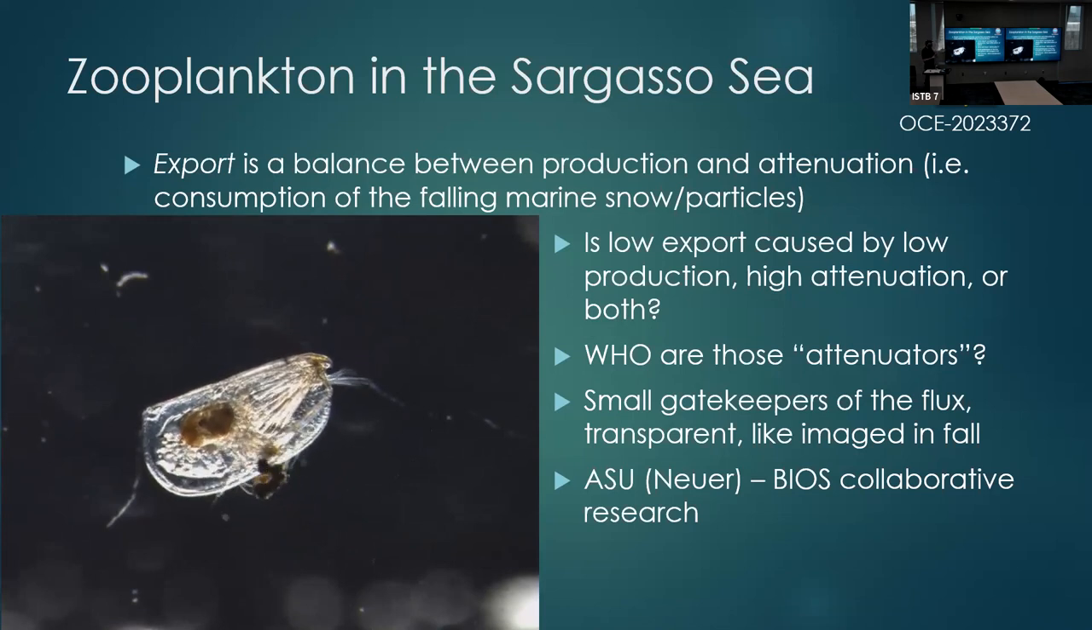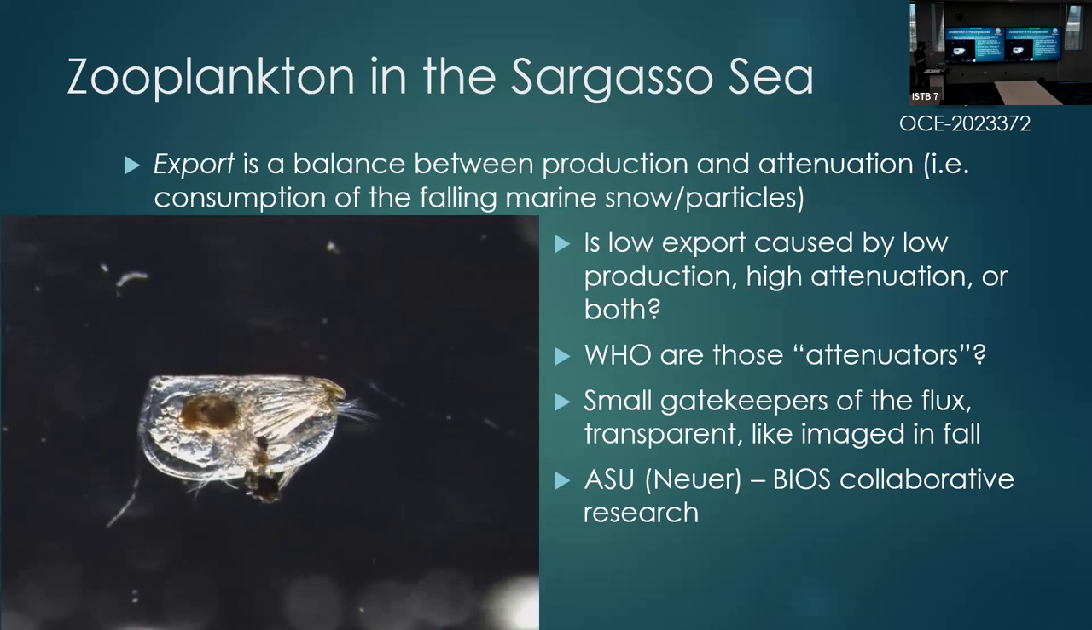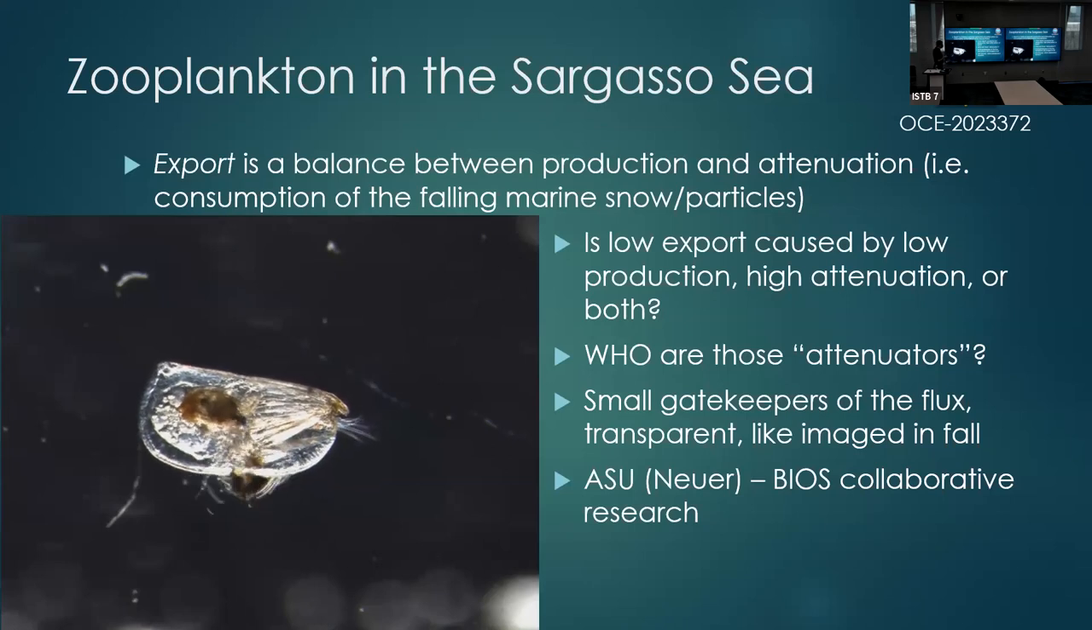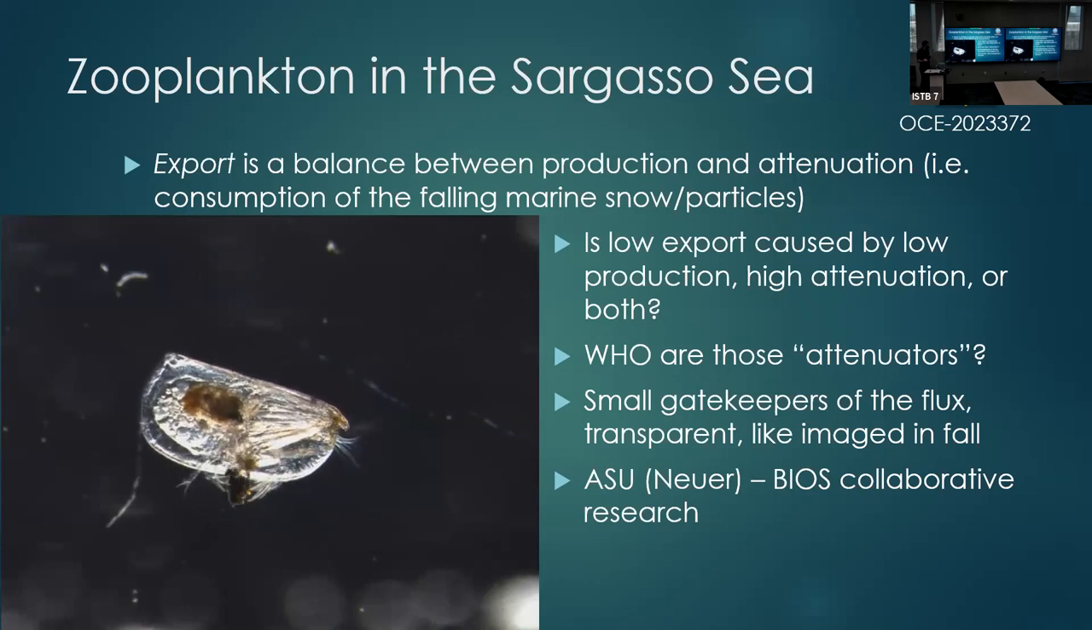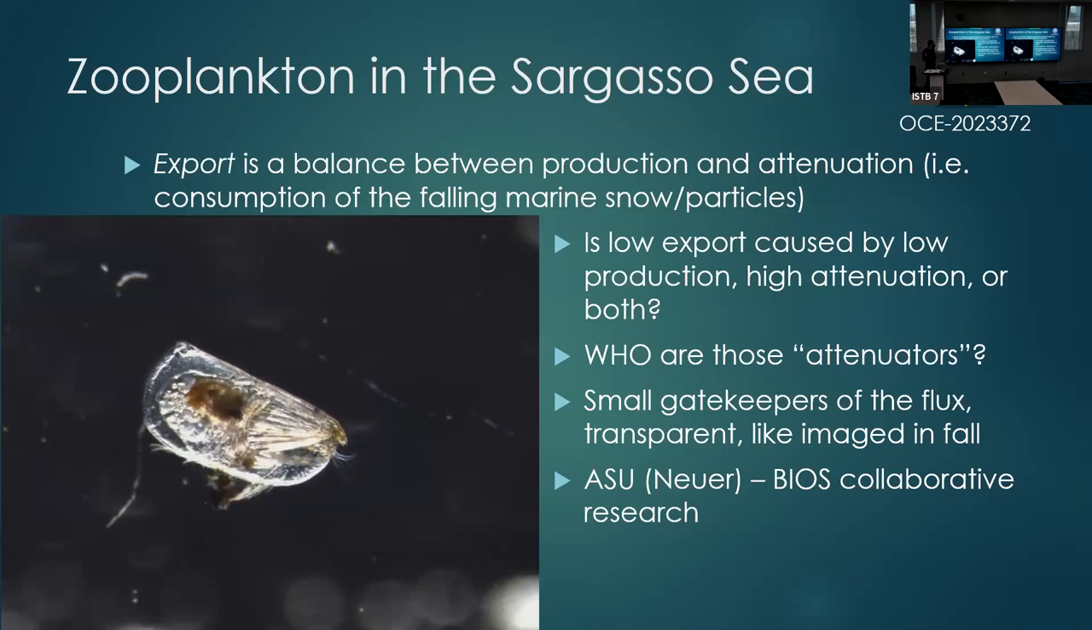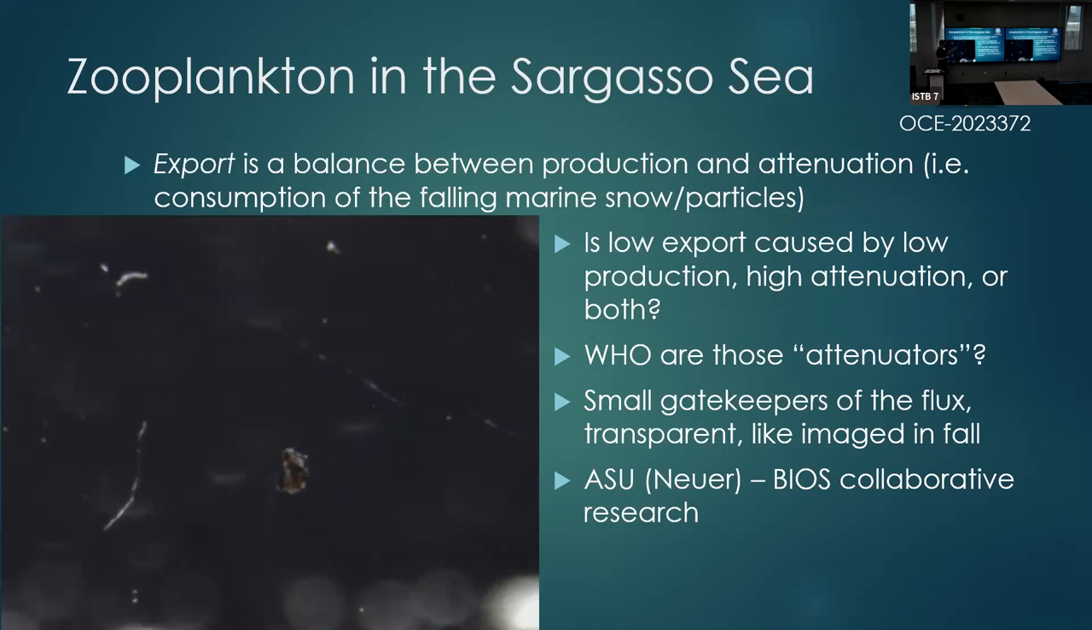So these guys are reducing the export. So then there's the balance of who these attenuators are, who is doing this role, basically keeping these fluxes. They are very transparent and small, like the animals that we have when we have low flux. So what is happening? We have low production, high attenuation, or both. And this is part of the grant that we are having now, for last year and the next two years with Susanna Neuer. And I hope that we can show more data soon.